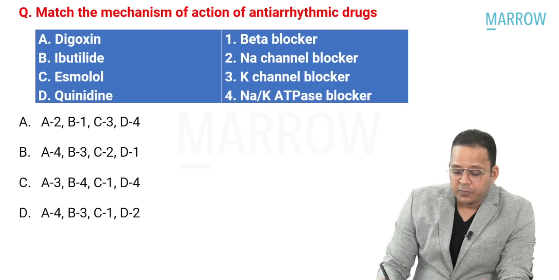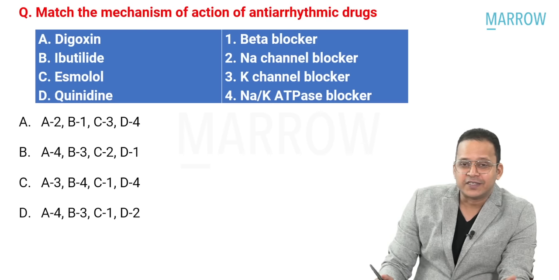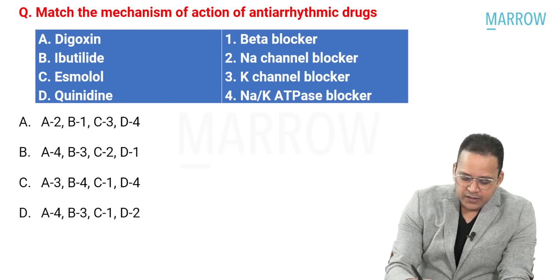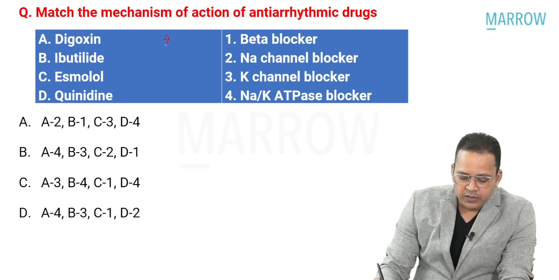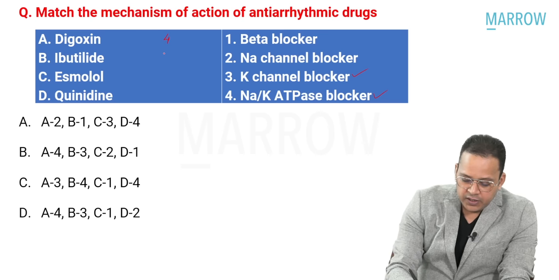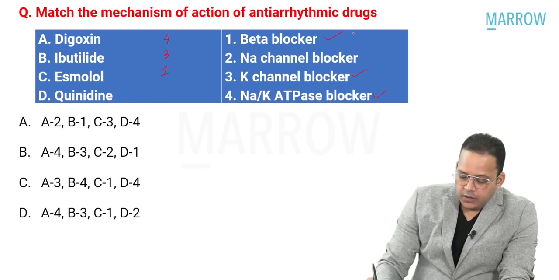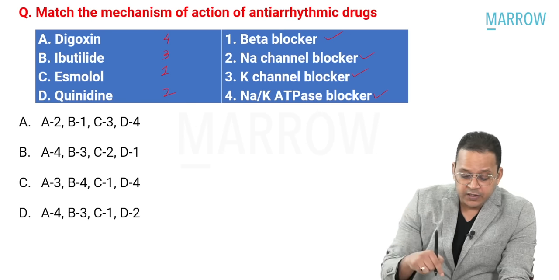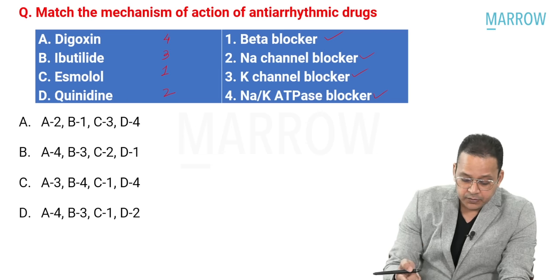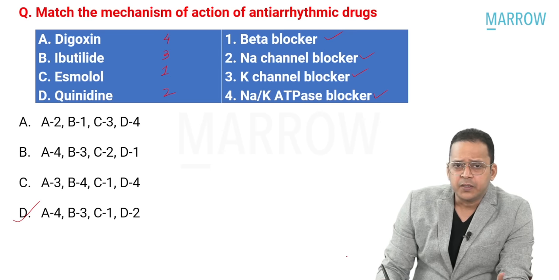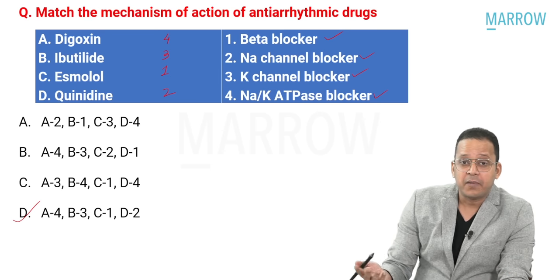Match the mechanism of action of antiarrhythmic drugs. Now look at the mechanism, look at the drugs. Is it a difficult one? No, guys. The only thing is, as I said, we have to match. So digoxin, A, A4. Digoxin is a sodium potassium ATPase blocker. B, ibutilide is a potassium channel blocker. B3, esmolol is a beta blocker. C1, quinidine is a sodium channel blocker. D2. So what is the answer? A4, B3, C1, D2. So option D is the right answer. So again, it's a pretty basic MCQ. I mean, there is no difficulty except matching, right?